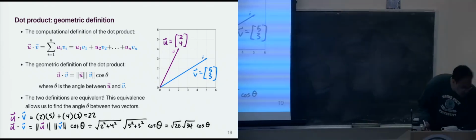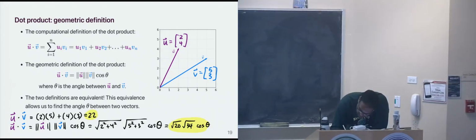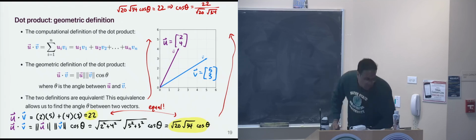So, let's equate the two. Those must be equal. And so, bringing this up here, we have the square root of 20 times the square root of 34 times the cosine of theta is equal to 22, which means the cosine of theta is 22 over the square root of 20 times the square root of 34.